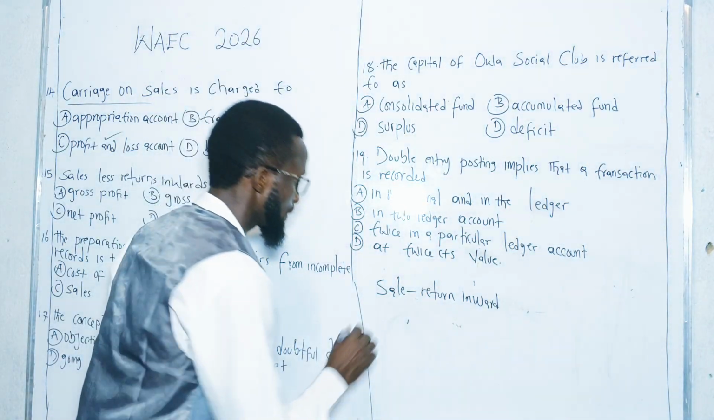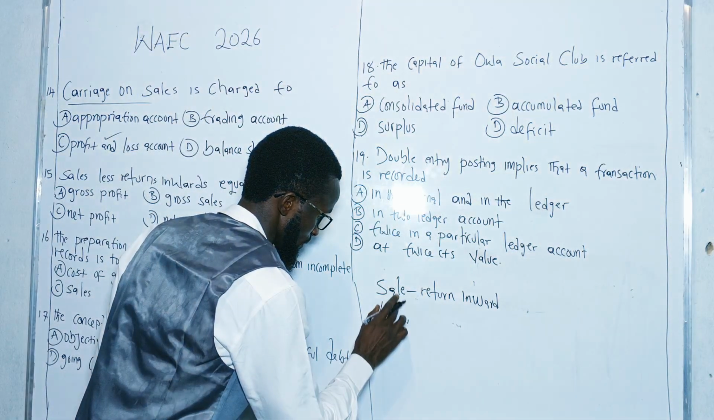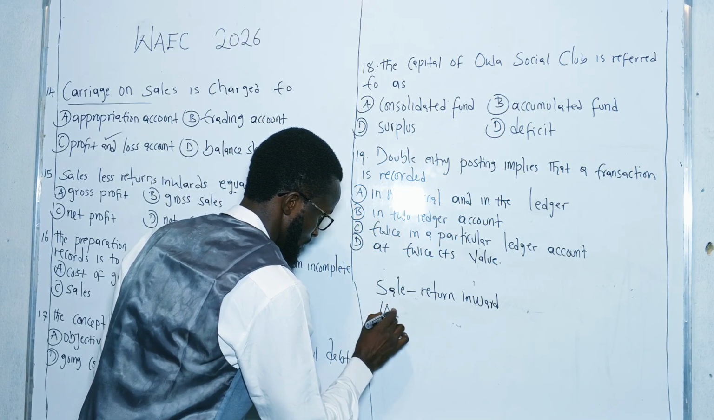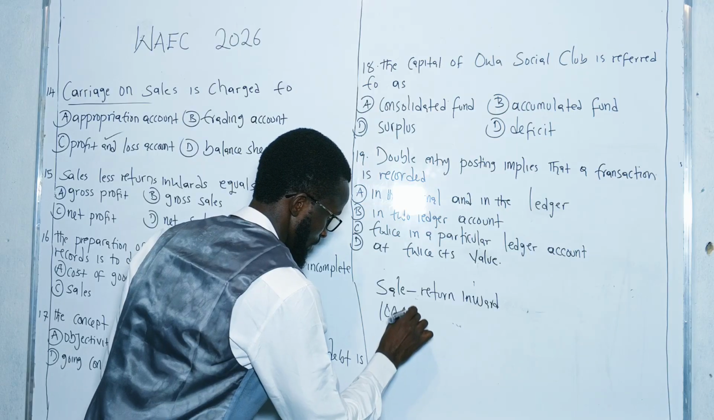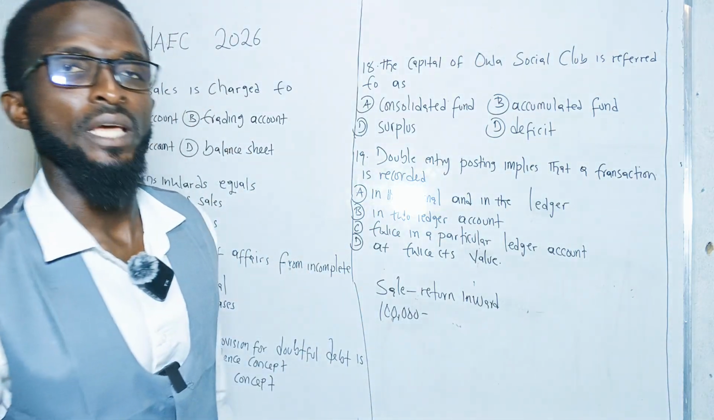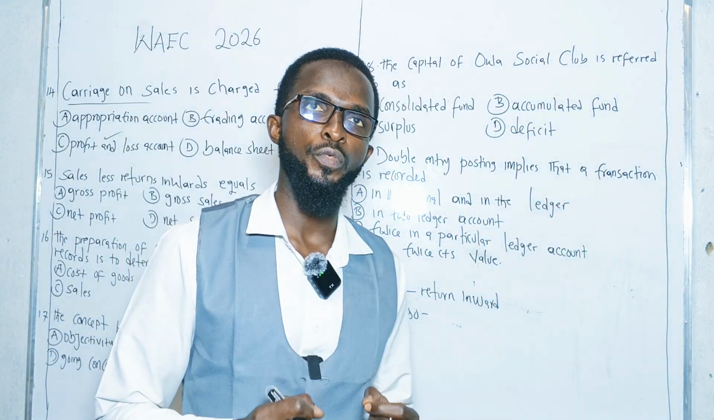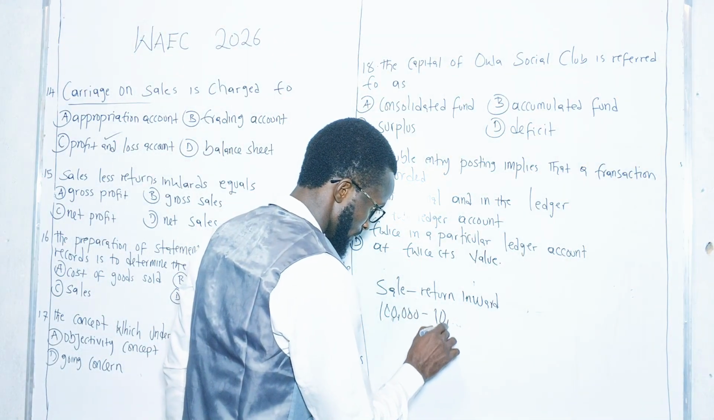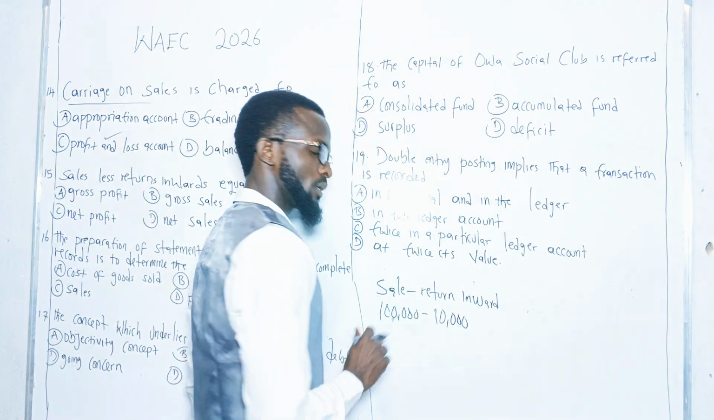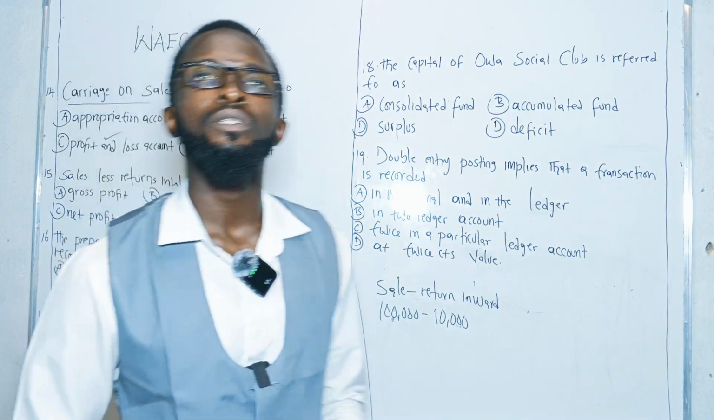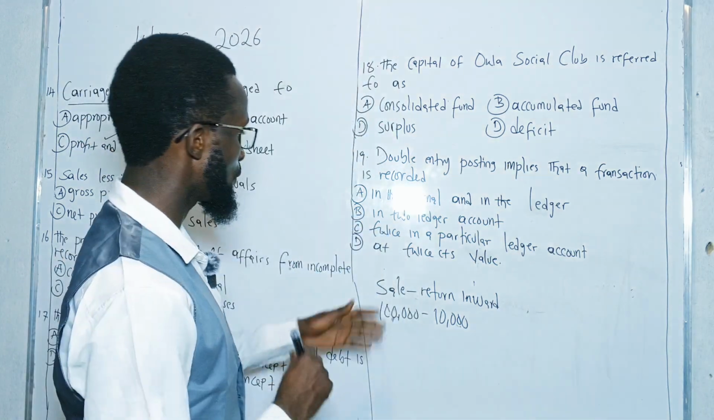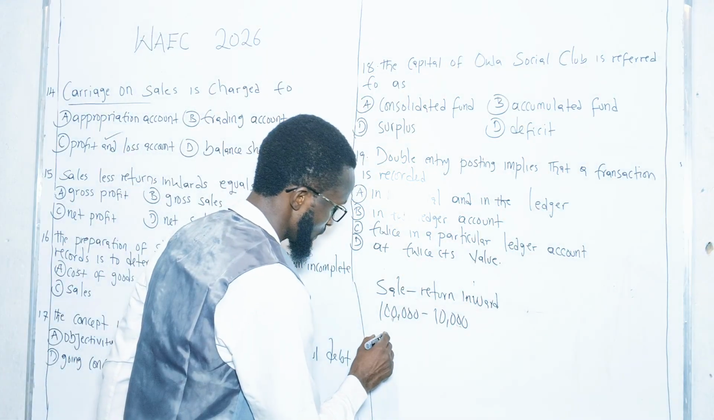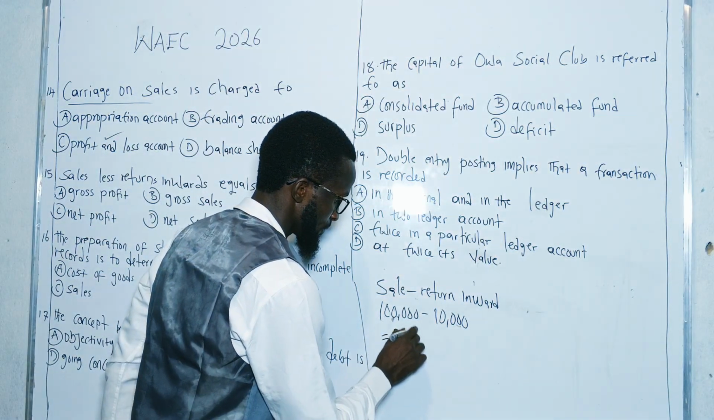Let's say your sales is 100,000, for instance. But customers decide to return some goods worth, let's say, 10,000. So you're going to minus 10,000. If you are asked to determine your net sales, you are going to say 100,000 minus 10,000. So therefore your net sales should be 90,000.